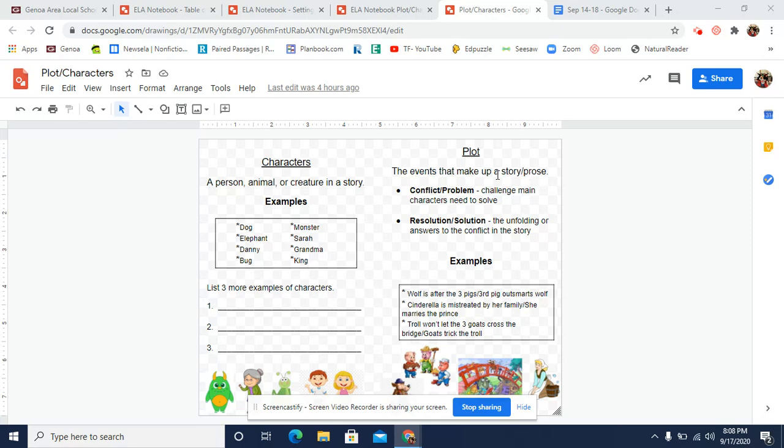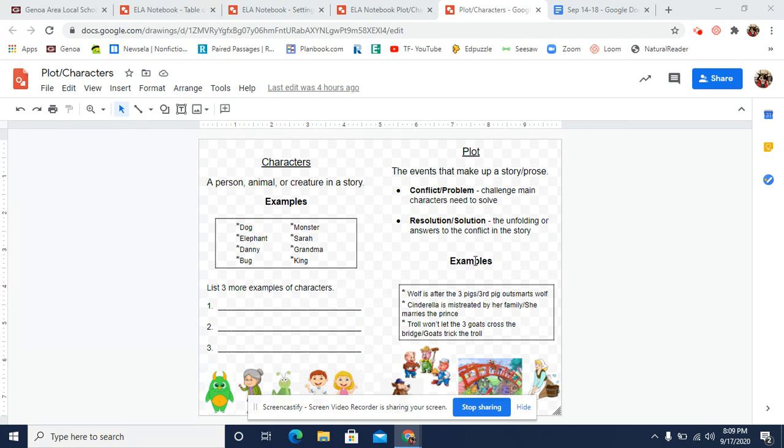So as part of the plot, you have all these events, and there's 2 that we're going to concentrate on. The conflict or the problem in the story, and every story has one. You have to have a conflict or some kind of problem, and then you have to have a resolution or a solution. So the conflict is the challenge that the main character needs to solve. Okay, so what challenge does that character face? And the resolution or the solution is the unfolding or the answers to the conflict in the story. Okay, so sometimes it's not necessarily just one event, but it's several events leading up to the solution.